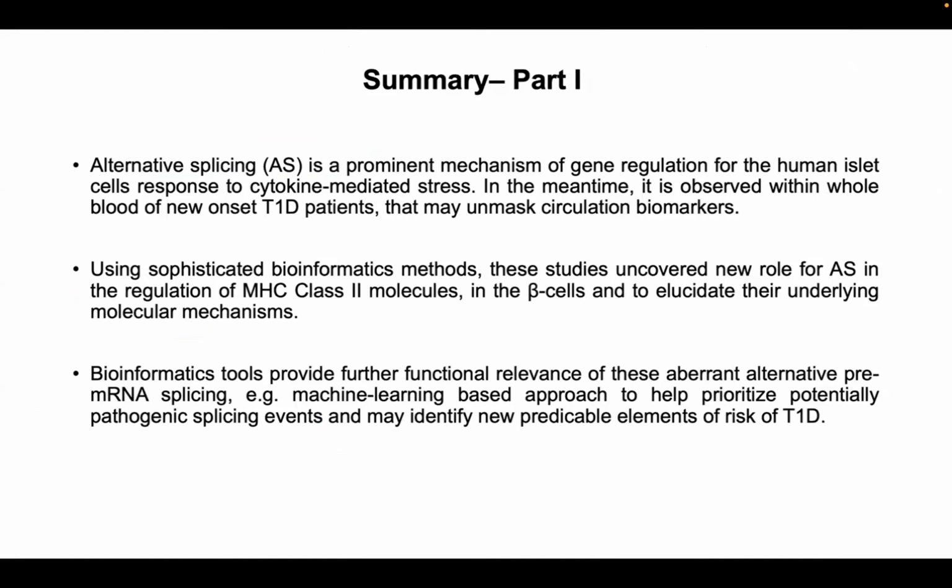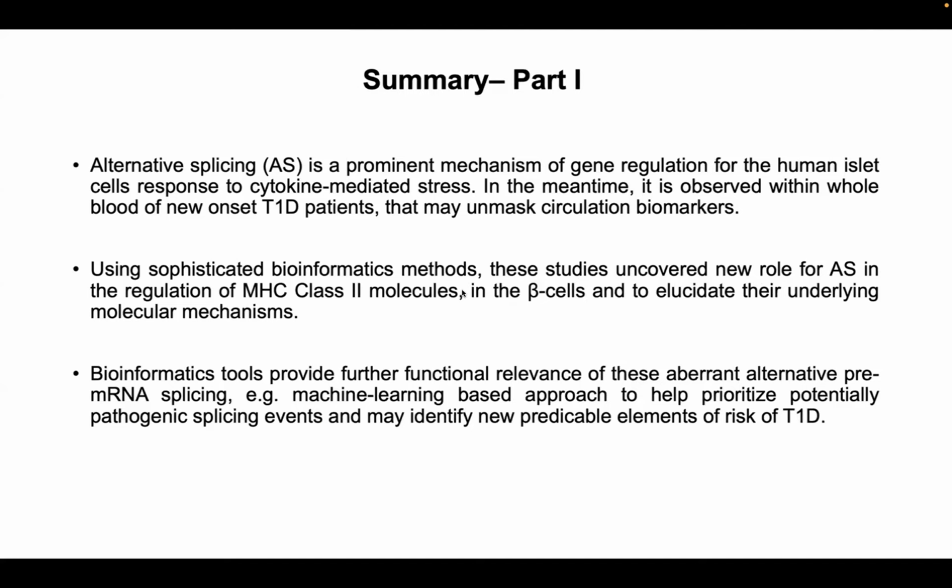So in summary, for part 1 of our recent findings, we have shown alternate splicing is an important mechanism for gene regulation for the human islet cell response to cytokine-mediated stress. In the meantime, we show the alternate splicing has prediction value in the circulation level. And by utilizing those bioinformatics tools, we have uncovered a new role for alternate splicing in the regulation of the MHC class 2 molecule, especially for the beta cell.